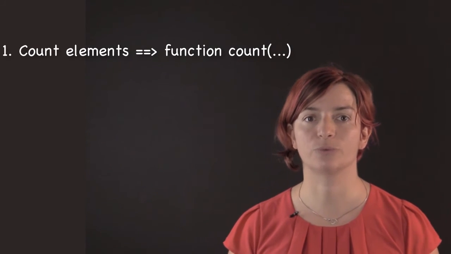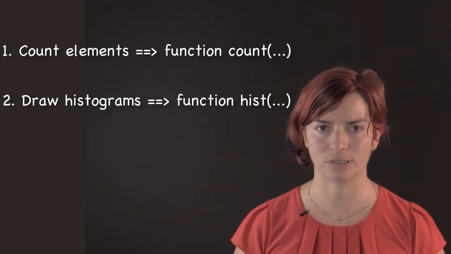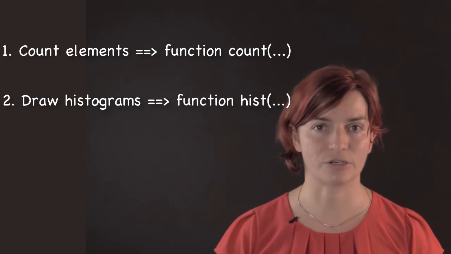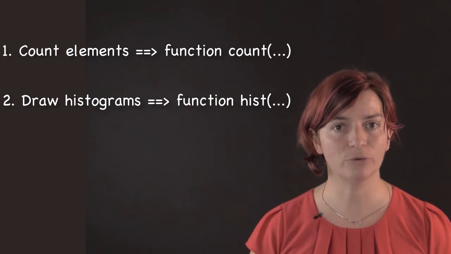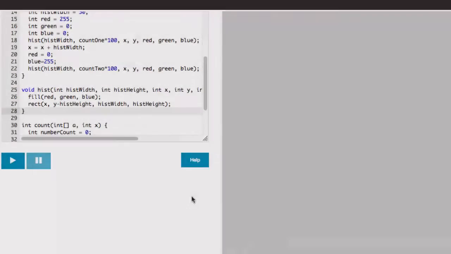Let's look at a more difficult problem where we want to draw histograms whose height is proportional to the number of 1s and 2s found in an array. This problem decomposes itself easily into two main problems. One, counting the number of elements equal to 1 and 2 in the array. The other, drawing the histograms proportional to these counts. We will define two functions, one which is count, which we have already defined, and another one for drawing the histograms, like this.